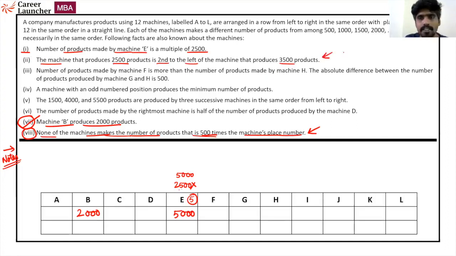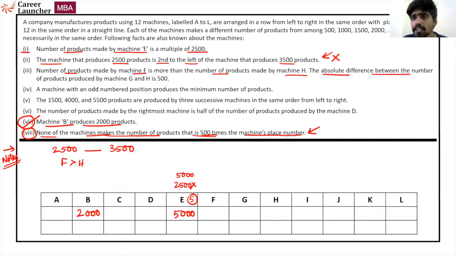We haven't used this yet because I don't know where this 2,500 and 3,500 will be, but in my notes I will write 2,500 dash 3,500, because second to the left of 3,500 we have a 2,500. The number of products made by machine F is more than the number of products made by machine H. F is greater than H.